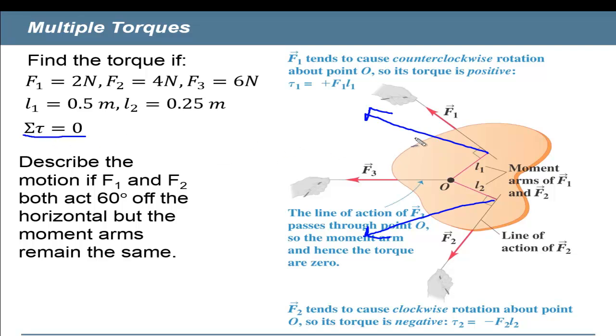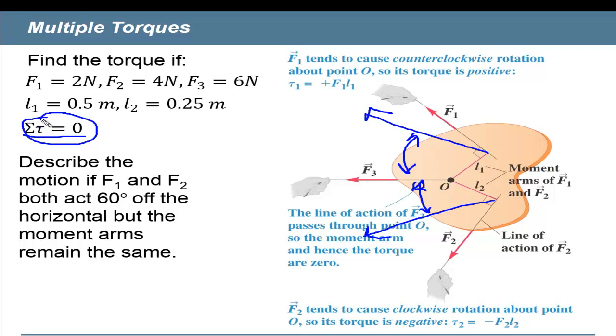But if they're both 60 degrees off the horizontal, like this, then their y components of the force will cancel out. So what actually would happen if we had a scenario like this, where instead of having F1, F2 were in that direction, they were like this? Then would we have rotation? No, we wouldn't have any rotation, because the sum of the torques is still equal to 0.